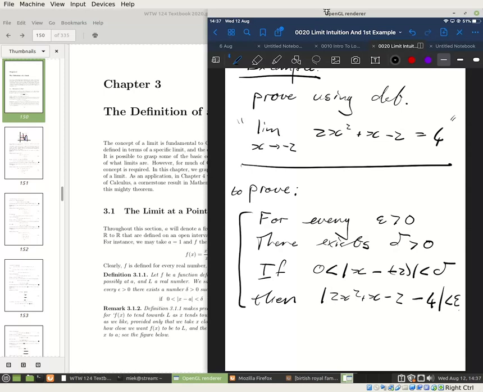You can do this as an exercise. We need to prove for every epsilon greater than 0 there exists a delta greater than 0, so that if the absolute value of x plus 2 is greater than 0 and less than delta, then this expression is less than epsilon. That is what we need to prove.